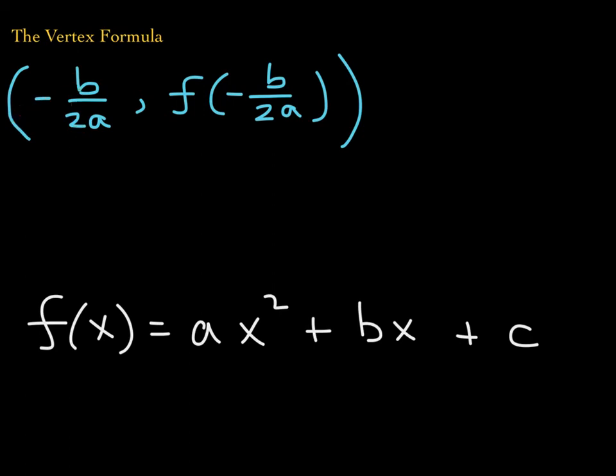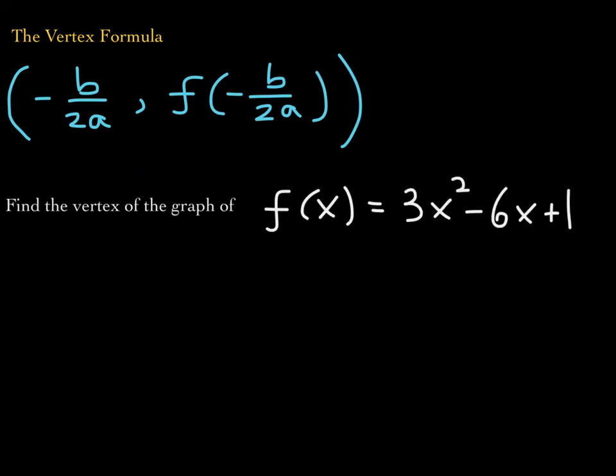Now, don't forget, b is the coefficient of the first degree term, and a is your leading coefficient, okay? Whatever negative b over 2a turns out to be, whatever this number is, it's the first coordinate of your vertex. Then you take that number and plug it into your function to find the second coordinate of your vertex. So this is like h, comma, k.